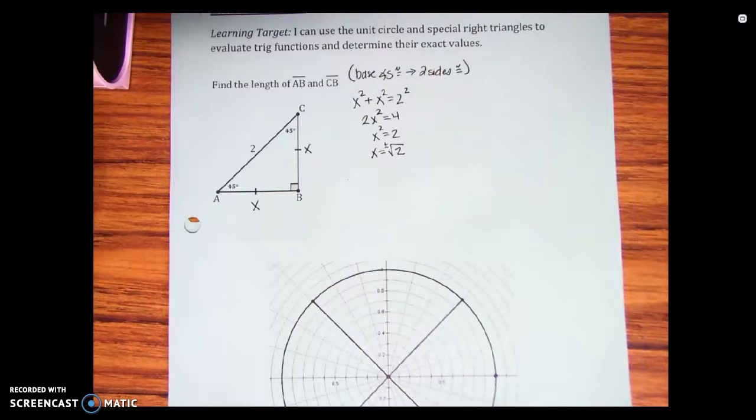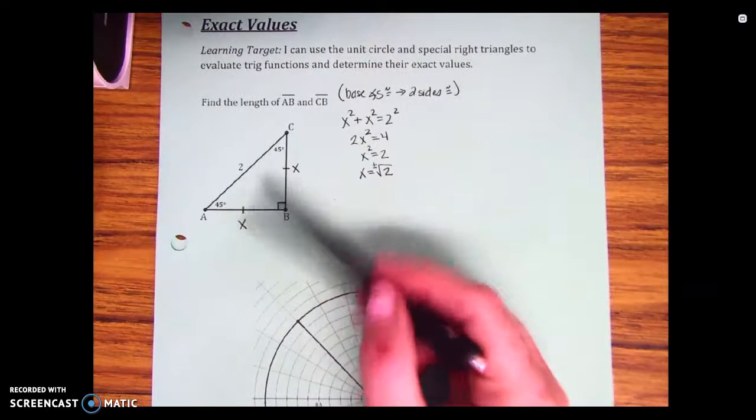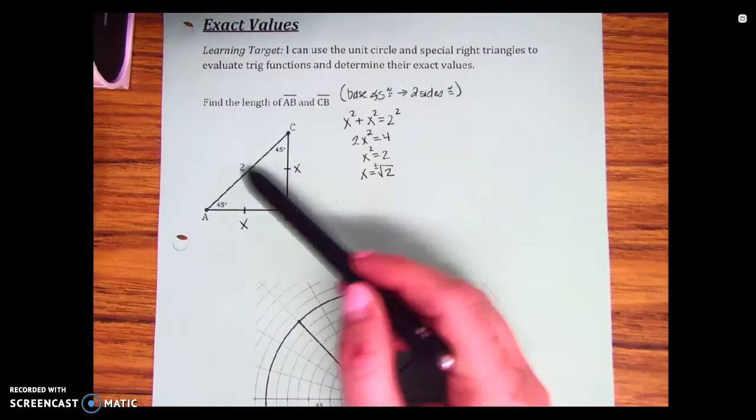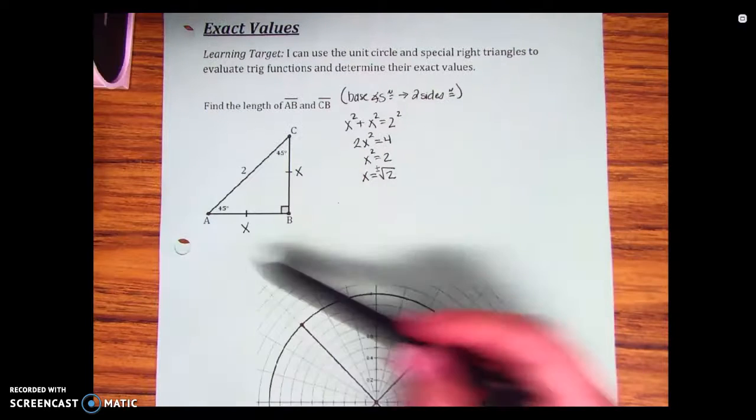Okay, so the first video will be where these values come from, and the second video will be how we then apply them. So every 45 degree triangle that you have, I could make the hypotenuse any value, and if I did Pythagorean theorem, it's always going to pull the same ratio.